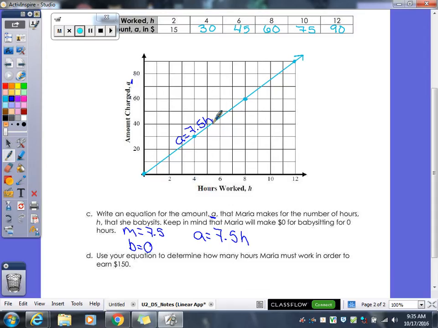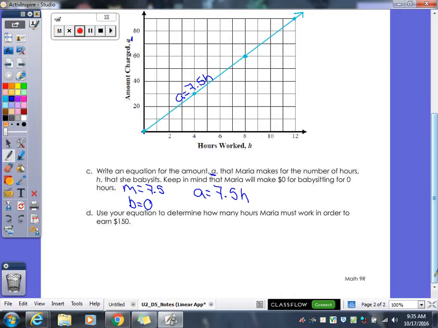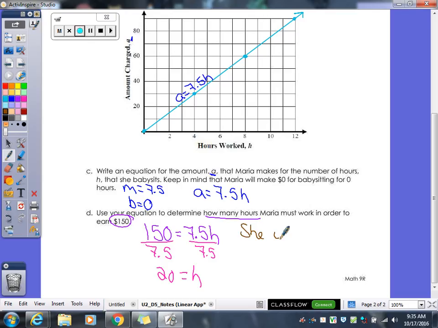Then part D, use your equation to determine how many hours she would have to work in order to make $150. So what do I plug the 150 in for, A or H? A. Because you're looking for how many hours, and it also tells you $150. That's your amount. That is your A. So we would have 150 equals 7.5H. Does everybody concur? So just a quick little sentence. She would have to work 20 hours.